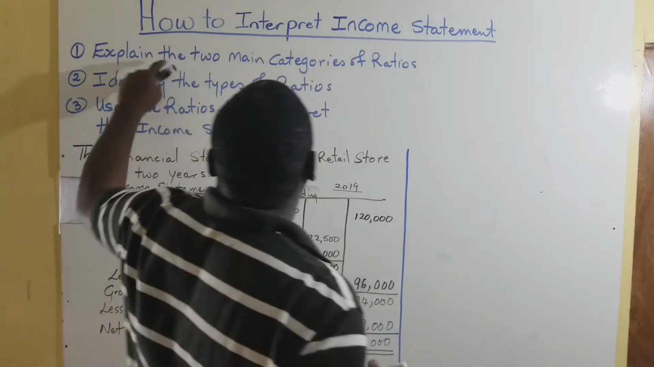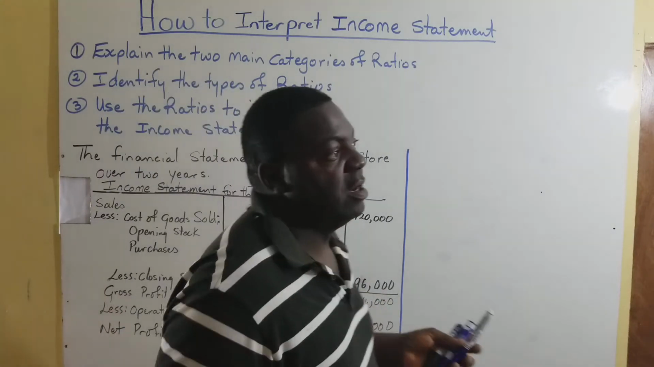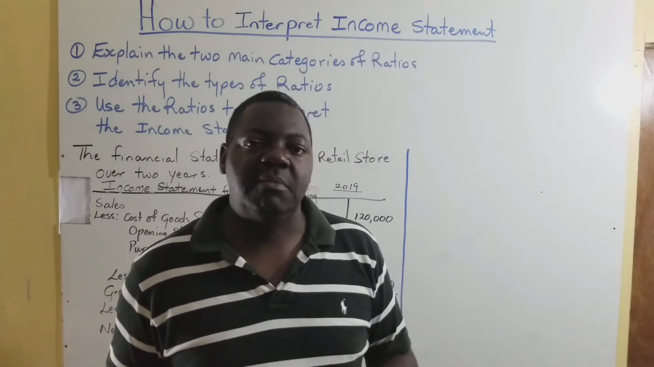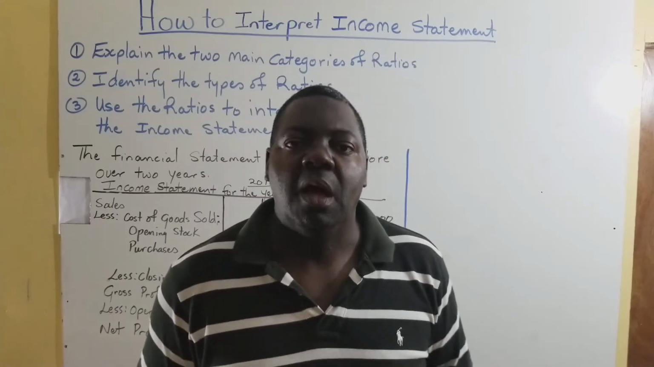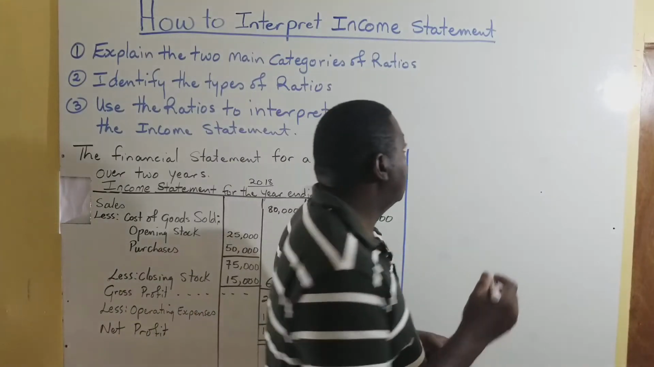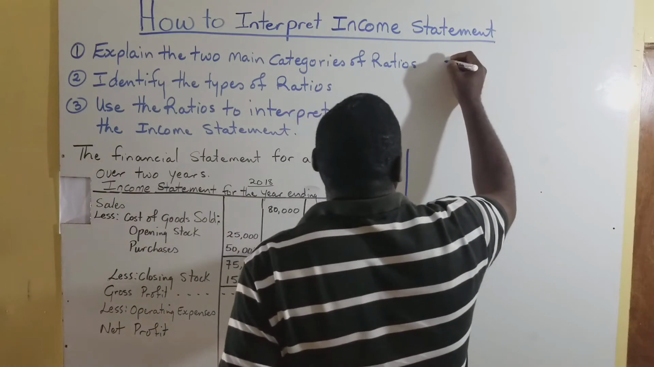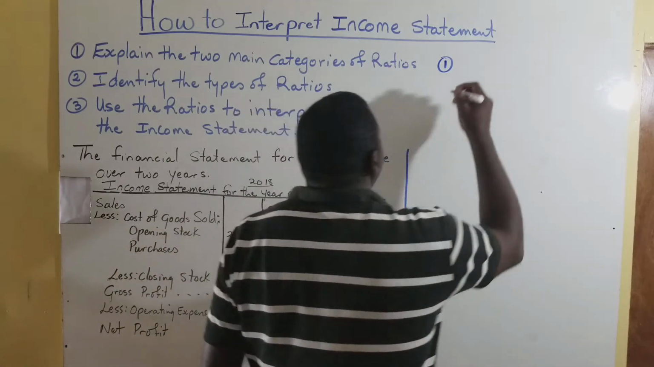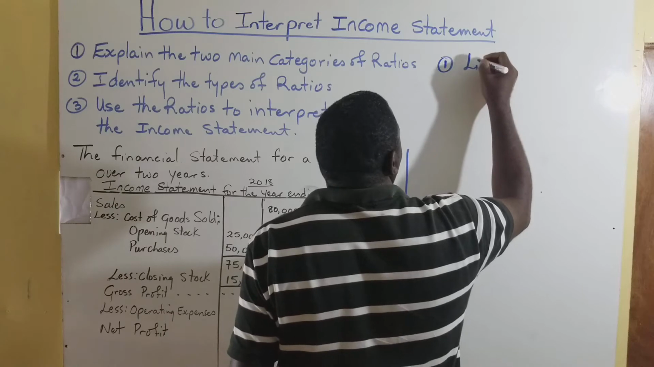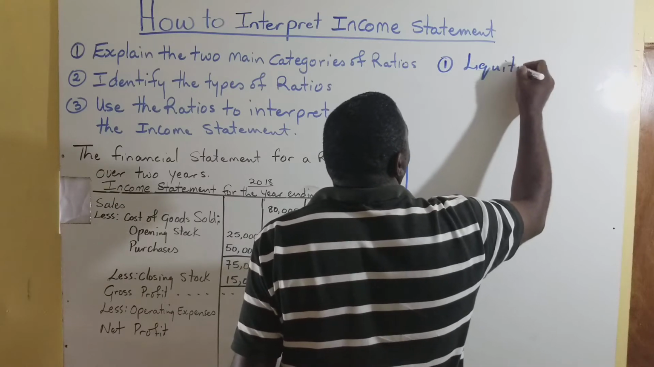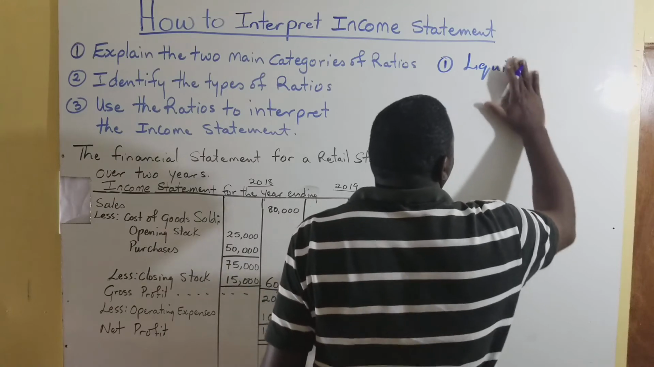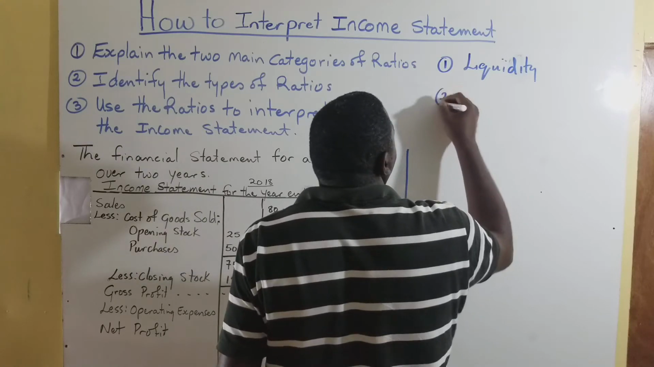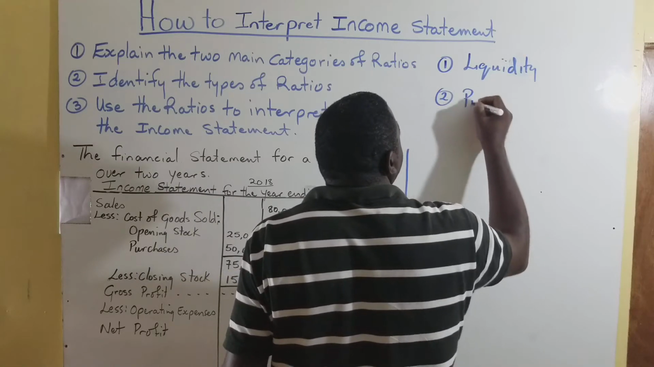So let's begin. What are those ratios, or what do we use to interpret the income statement, or what some other persons would call the trading profit and loss account? There are two main categories that we're going to be giving attention to. One has to do with our liquidity ratio, and number two, profitability ratio.